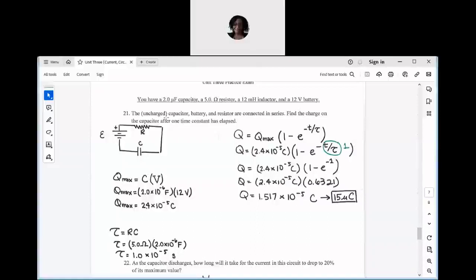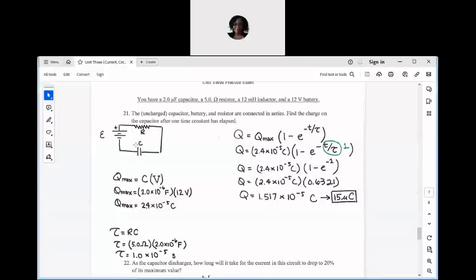So I have an initially uncharged capacitor, battery, and resistor that are connected in series, like is shown here. Find the charge on the capacitor after one time constant has elapsed. An easy mistake to make with RC circuits is conflating the discharge expression with the charging expression. The discharge expression does not have this 1 minus the exponential decay term. This is something that only needs to be accounted for with the charging expression.